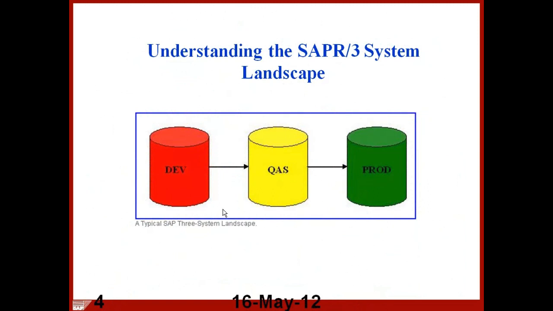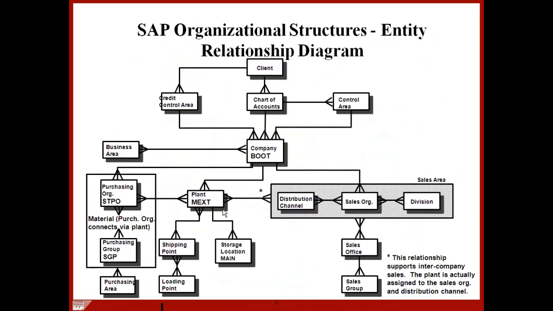Okay, and we also discuss the system landscape. What is system landscape, what is development system, what is quality assurance system, what is production or live system, where the transport is triggered, from where it should move, what is transport request, what is customizing request, what is workbench request. All these things we will discuss in the first class.